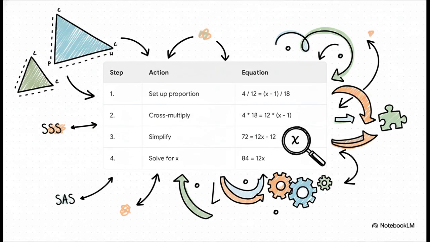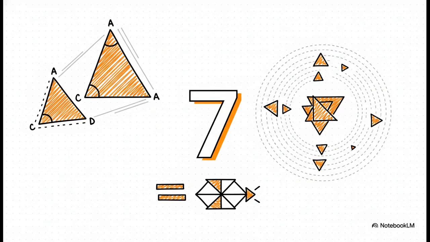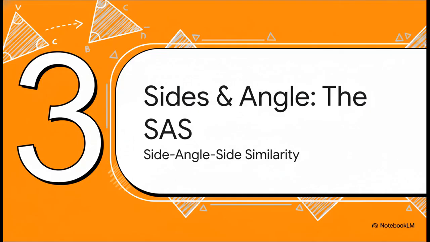So we start by setting up a proportion with the corresponding sides. We'll set the ratio of 4:12 equal to the ratio of x minus 1:18. And from there, it's just a little bit of algebra. We cross-multiply, we simplify the equation, and then we work to get x all by itself. And just like that, we find out that x has to be 7. And if you were to plug 7 back into that expression for the side length, you'd find that all the side ratios match up perfectly, confirming our triangles are in fact similar. All right, SSS is officially in the toolkit.